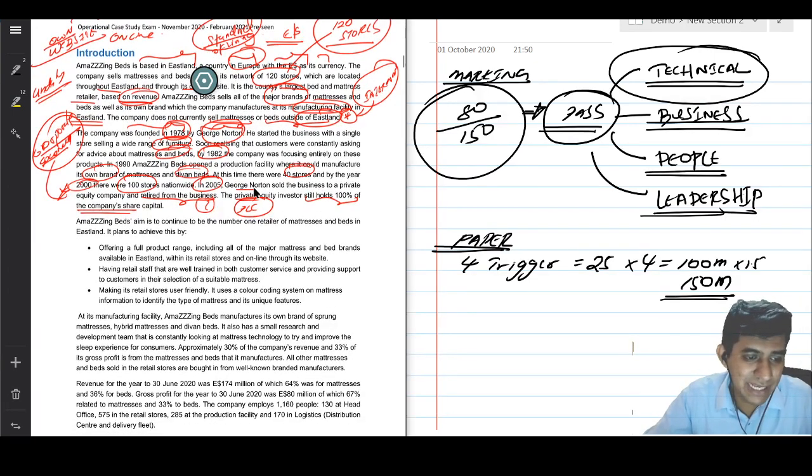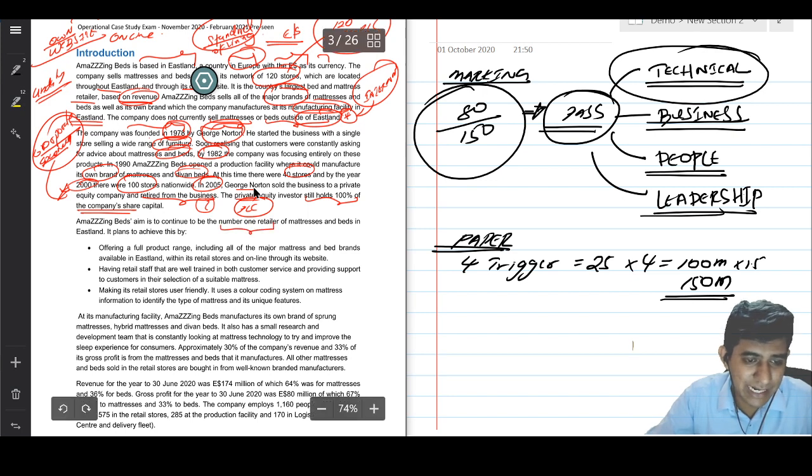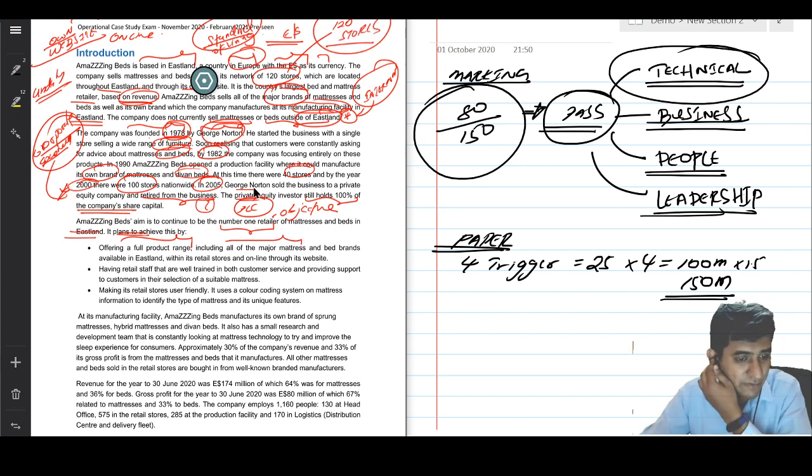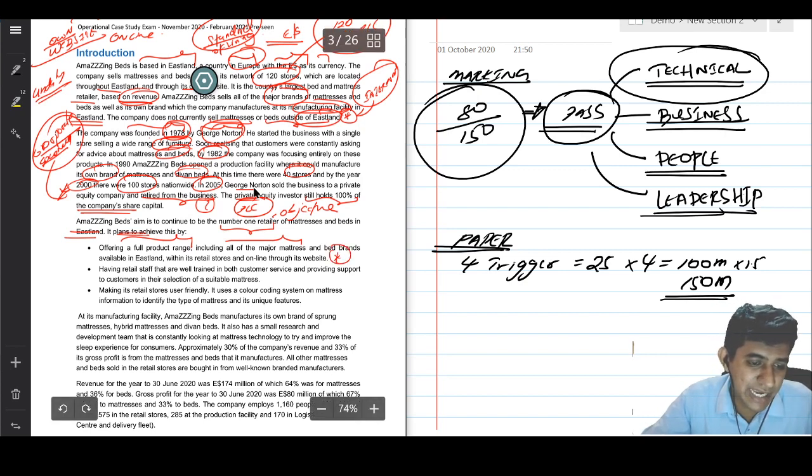And then students, Amazing Bed aims to continue to be the number one retailer in the mattresses and bed in the Eastland. So just keep in mind, students, this is their major objective. Very, very important. It plans to achieve this by offering full product range, that means fully fledged, including all major mattresses and bed brands available in Eastland within its own retail store and online website. So students, they are becoming a giant supplier at the moment. They are bringing all the products, including their own products.